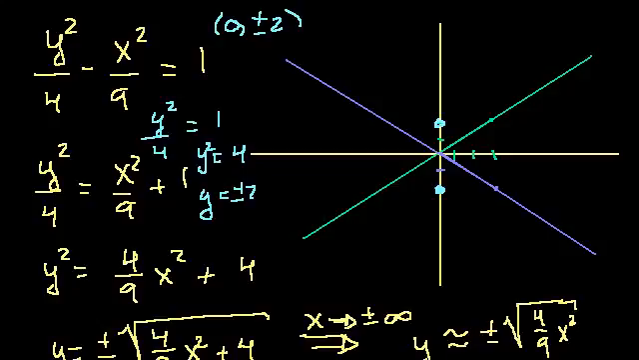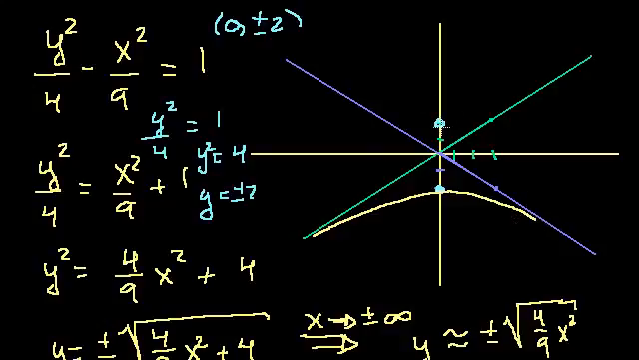So we already know that the graph of this hyperbola, and you can try other points if you want just to verify it, is going to look something like this. It's going to get really close but never touch. And then on this side, it's going to get really close but never touch.